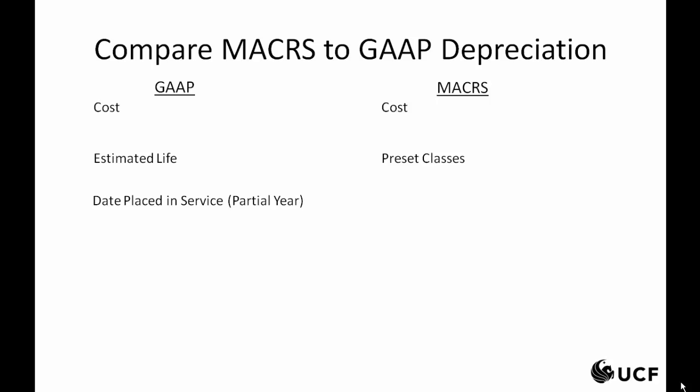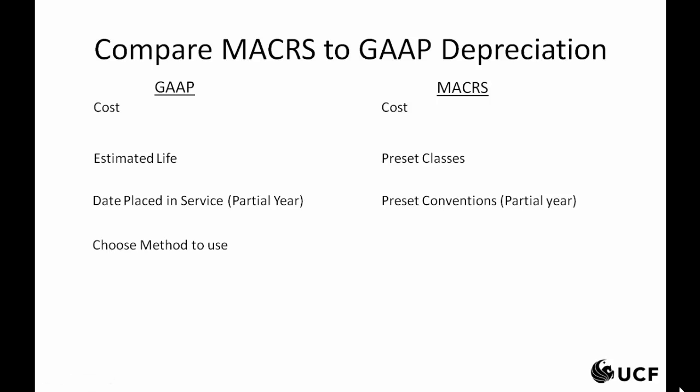The next thing that we need in order to calculate depreciation for GAAP purposes is the date placed in service, so that we can calculate the partial year based on the number of days it was actually used during the year. For MACRS, we actually have preset conventions in order to do the partial year that will determine how much we will depreciate for the partial year in the beginning and at the end.